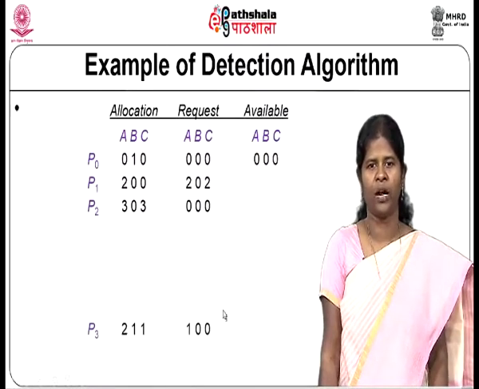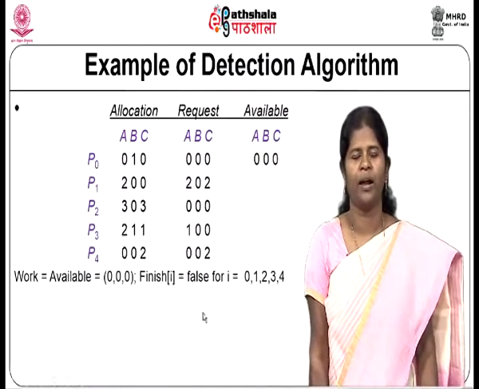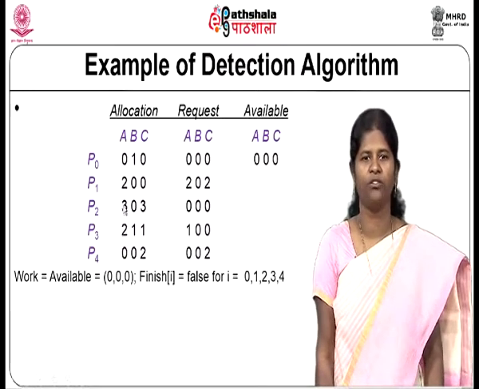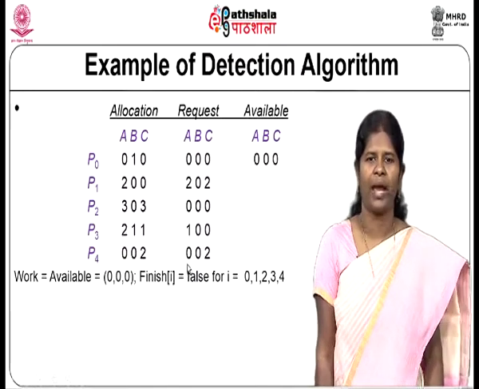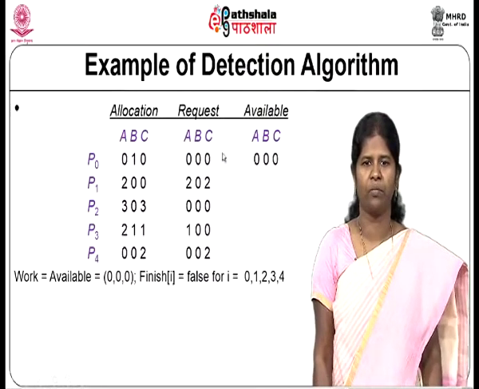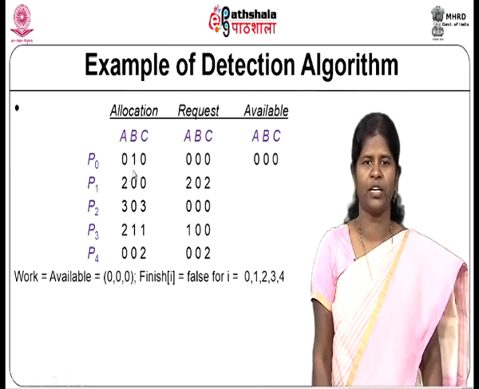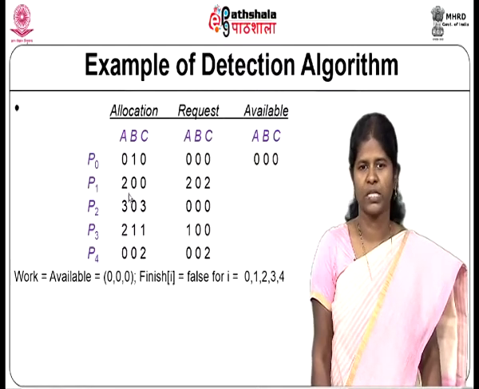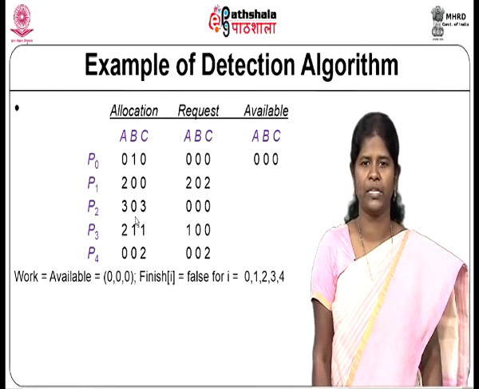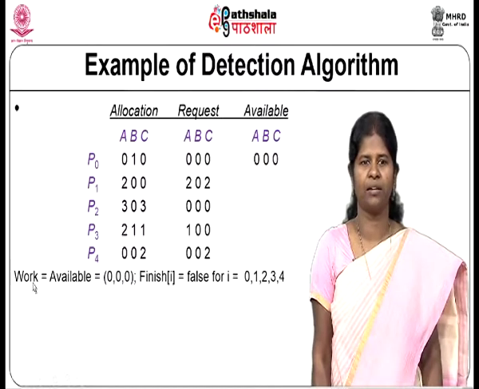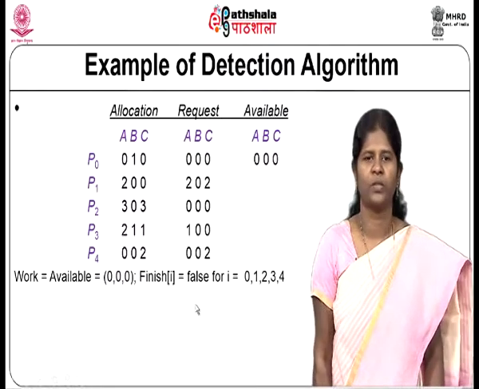So, what we do, we now try to run the algorithm and find out if the requests of P1, P3 and P4 can be granted with what is currently available and the resources that are with the processes which are not waiting for any resource. So, here you see that P0 is not waiting for any resource, it does not have any request now, and P2 is also not waiting for any resource, it also does not have any pending request. So, we initialize the algorithm as work is equal to available.